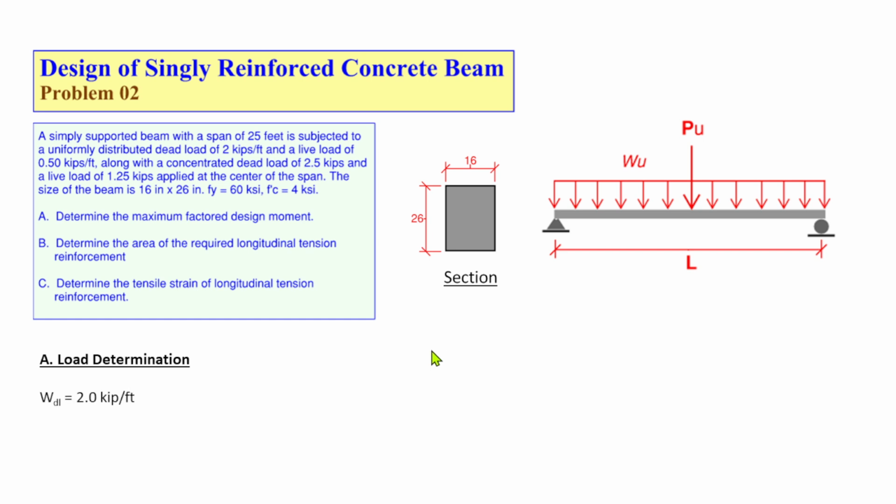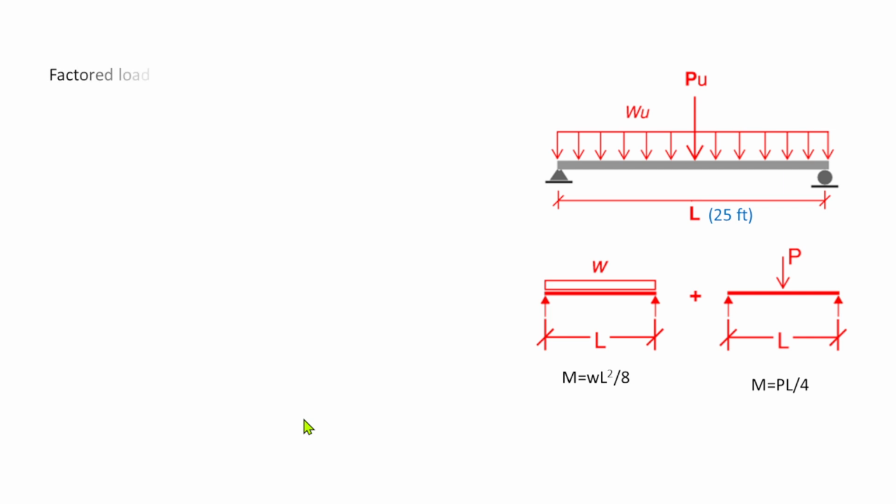First, we have to write all the loadings in here. We have the uniform dead load of 2 kPa per foot, uniform live load of 0.5 kPa per foot, concentrated dead load of 2.5 kPa, concentrated live load of 1.25 kPa, and the span of our beam is 25 feet. So here, this is our free body diagram of the beam.